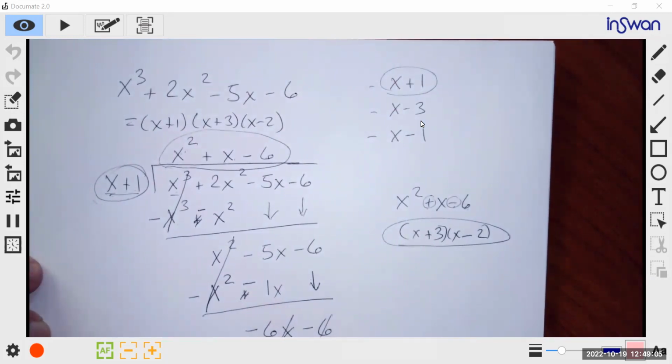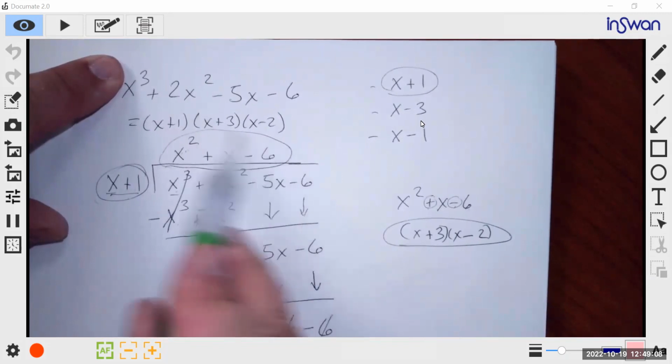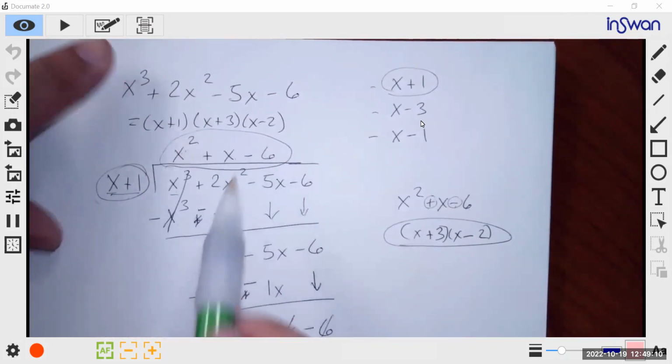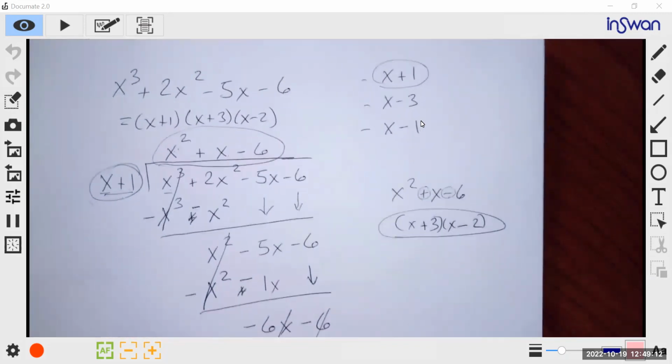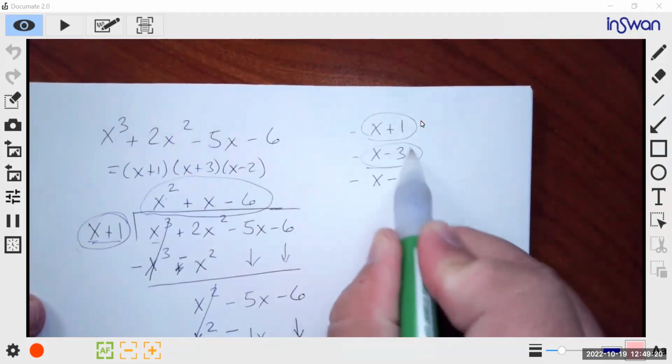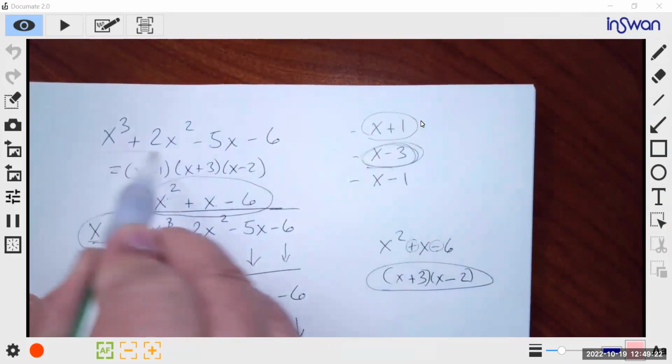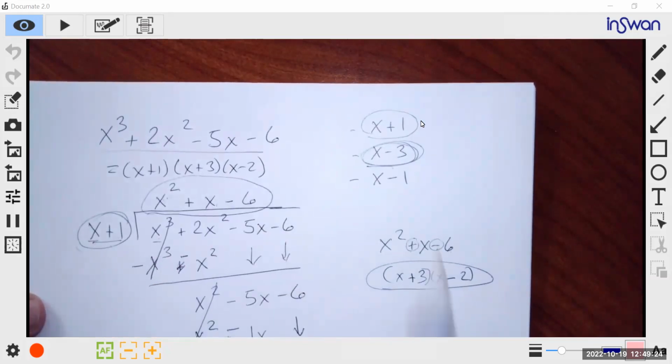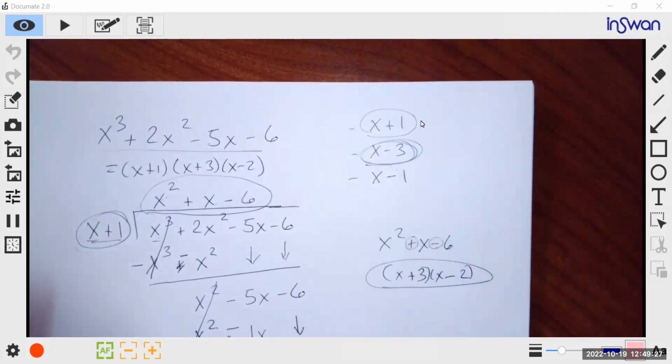Whenever you get a remainder of 0, don't go back to the original, go back to the quotient and start from there. So each time you find an answer, it gets smaller and smaller. All right, so let's see what happens if I divide x minus 3 into that big one.